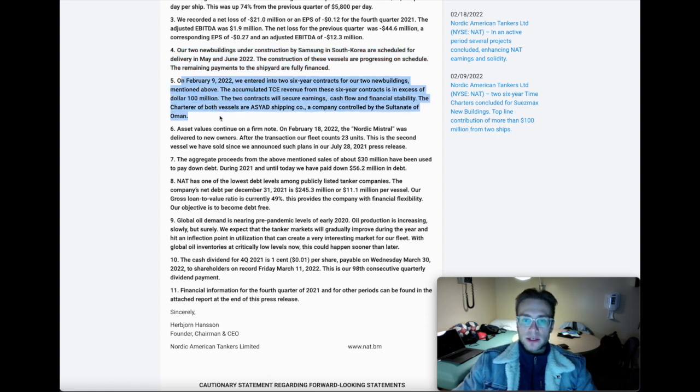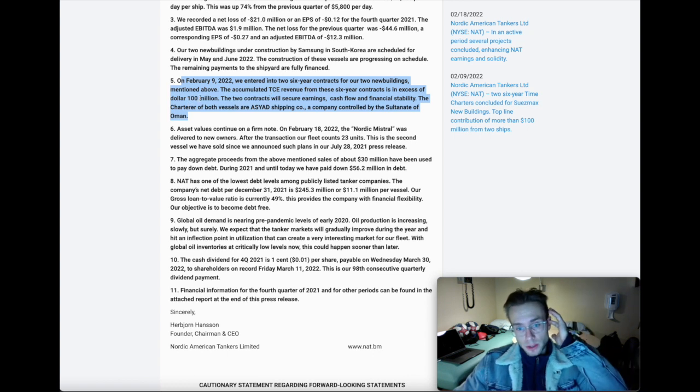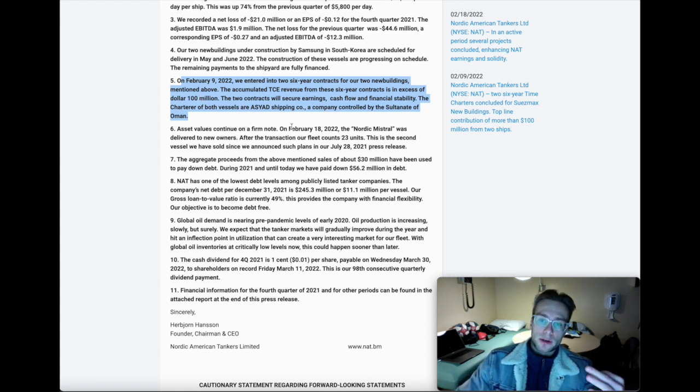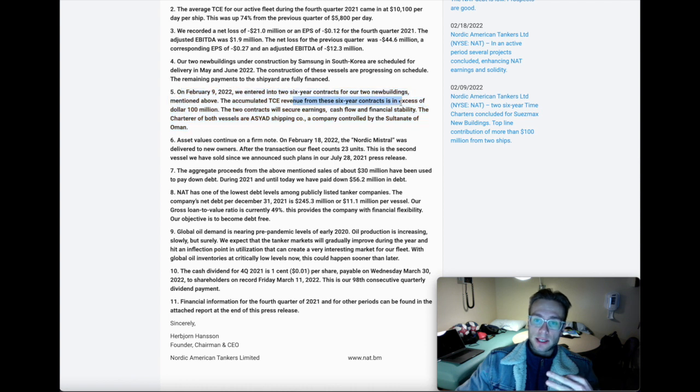On February 9th, we entered into two six-year contracts for two new buildings, the ones being built in South Korea. The accumulated TCE from these six-year contracts is in excess of $100 million. So that's really, really nice. That's what I like to see. Not only are they operating in the spot market, which is the day-to-day fluctuations in their contracts for their ships, they're also operating under long-term contracts, these six-year contracts, which provide a steady revenue stream. So again, I like seeing this.